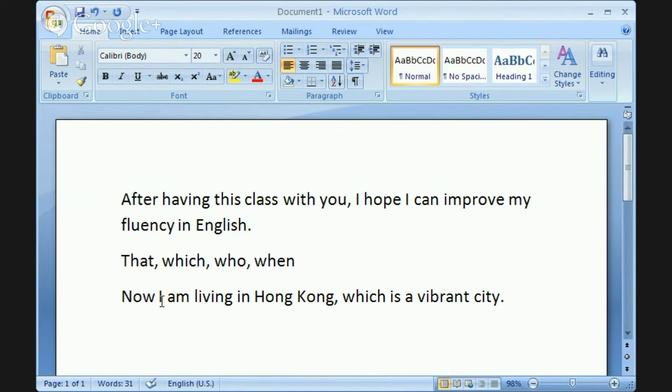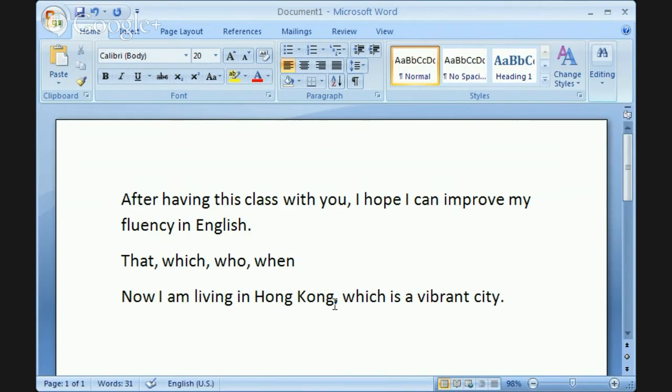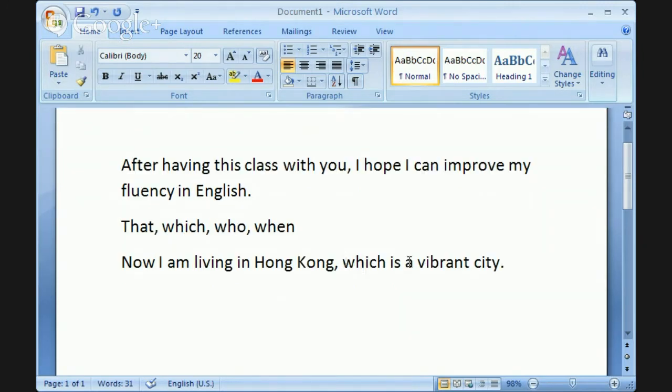Now, normally in English, these crazy adverbs can be moved around. I would probably say, I am living in Hong Kong now, which is a vibrant city. That is the only problem I have with this sentence. Which is a vibrant city?